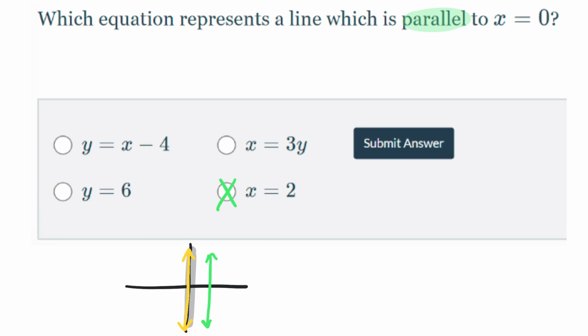Now let's think about this while we're talking about it. Perpendicular lines: perpendicular means they cross and form a 90-degree angle. Well, if we are crossing and forming a 90-degree angle, that means that a vertical line is perpendicular to a horizontal line. So since we draw a vertical line with x equals, we draw a horizontal line with y equals. So if this would have said perpendicular, we would have been looking for the y equals.